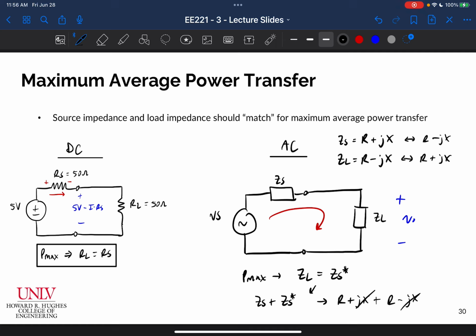There are several different ways that you can implement any given one of these, but I just wanted to touch on the fact that in your career, you'll probably see this question pop up, that maximum average power is transferred when the load and the source impedance match. So just so that you can see it maybe for the first time.